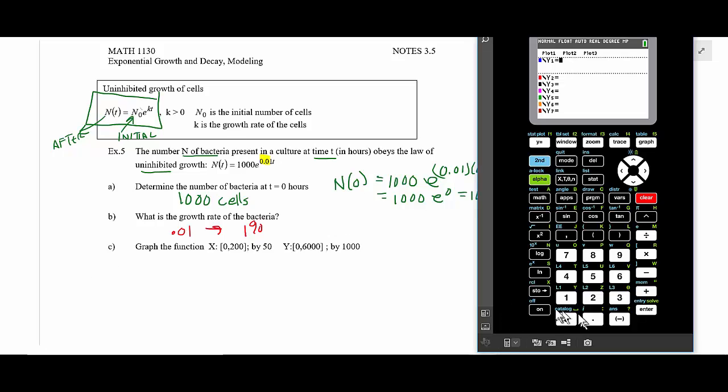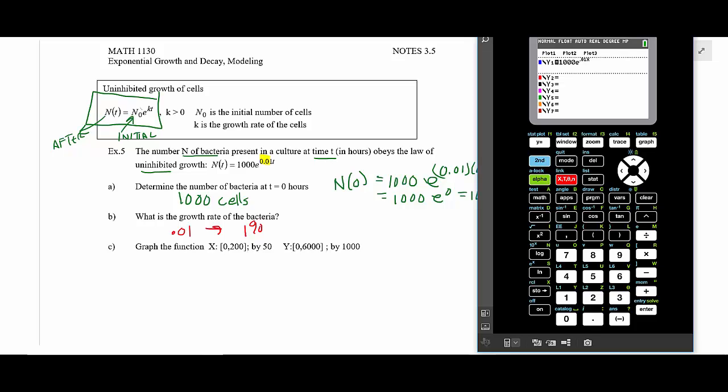So let's put in 1,000. Put in the 1,000, then you put in E, so you go second ln to get E to come out. Then you put 0.01, just use your variable key to put the variable in. So you have 1,000 e to the 0.01x like that, okay? Now what you're going to expect on this is the graph is going to start at 1,000, right? Then it's going to exponentiate like that.